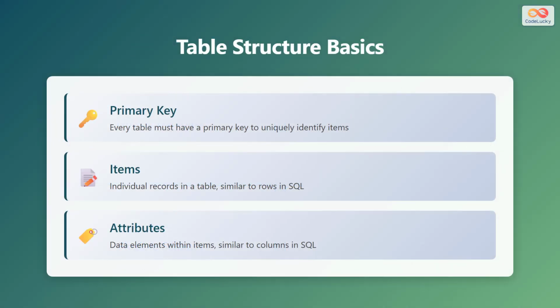Let's understand the basic structure of a DynamoDB table. Every table must have a primary key, which uniquely identifies each item in the table. Items are the individual records stored in your table, similar to rows in a traditional SQL database. Each item consists of attributes, which are the data elements within items, comparable to columns in SQL databases. However, unlike SQL, not all items need to have the same attributes.